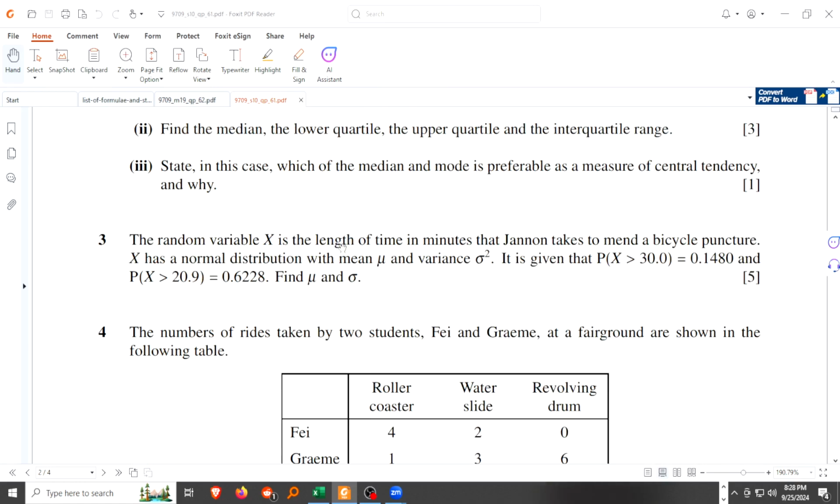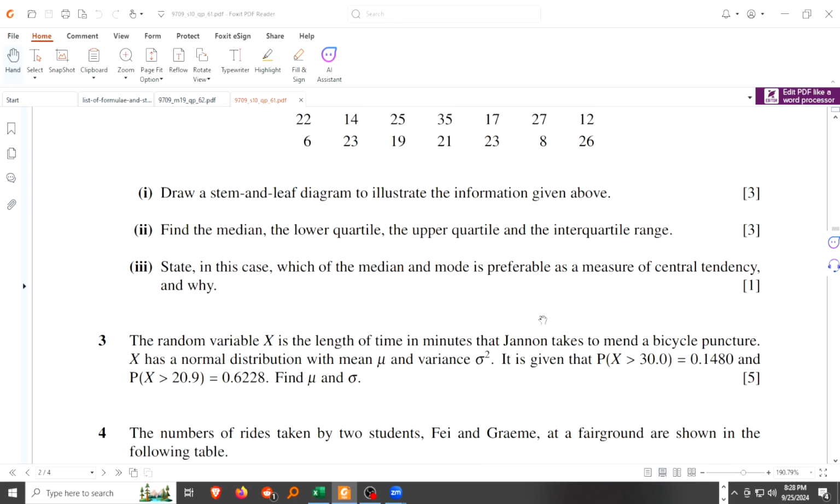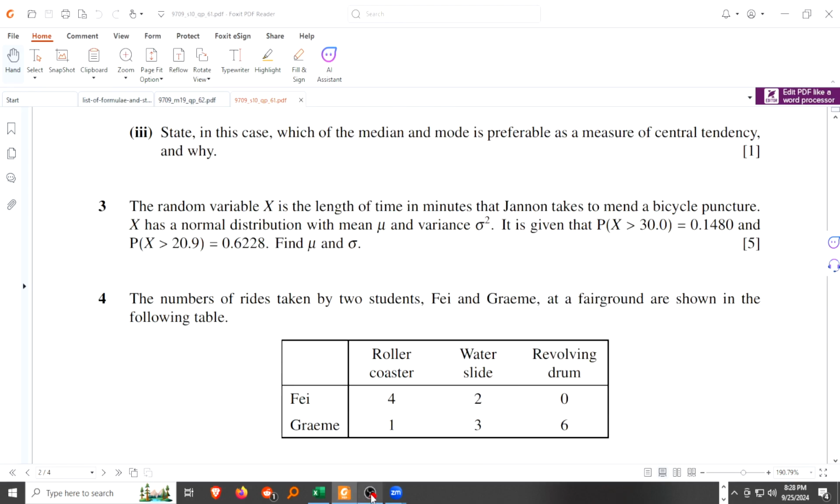The random variable X is the length of time in minutes that Janon takes to mend a bicycle puncture. X has a normal distribution with mean mu and variance sigma squared. It is given that the probability that X is greater than 30 is 0.1480, and the probability that X is greater than 20.9 is equal to 0.6228. Find the mean and the standard deviation. That is 5 marks. So we proceed to find the answer as follows.